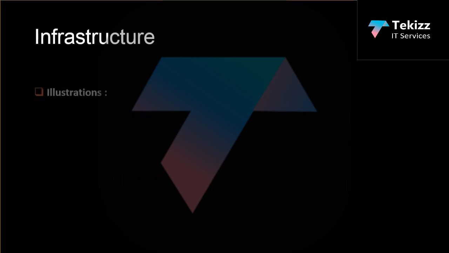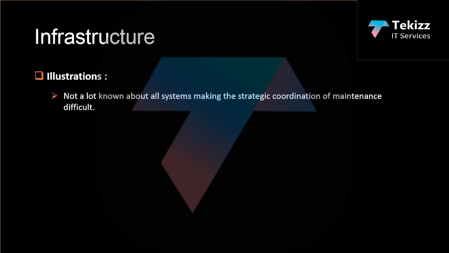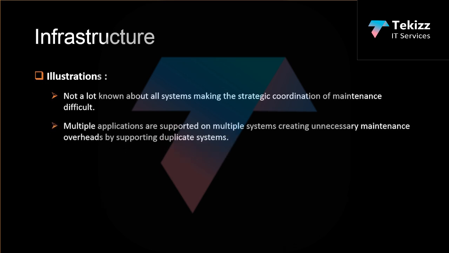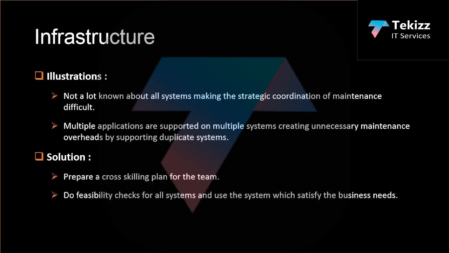And then we have the infrastructure. The illustration of that will be that not a lot is known about all the systems, making the strategic coordination of maintenance difficult. And multiple applications are supported on multiple systems, creating unnecessary maintenance overhead by supporting duplicate systems. And the solution of that will be to prepare a cross-skilling plan for the team and do feasibility checks for all the systems and use the system which satisfies the business needs.